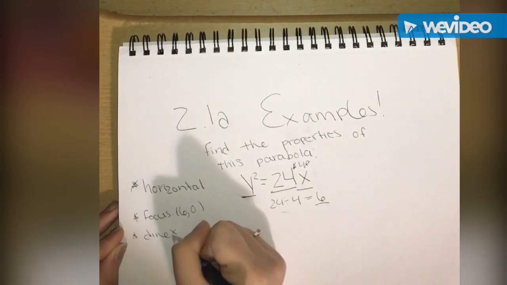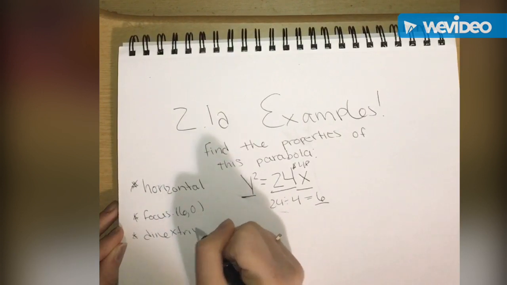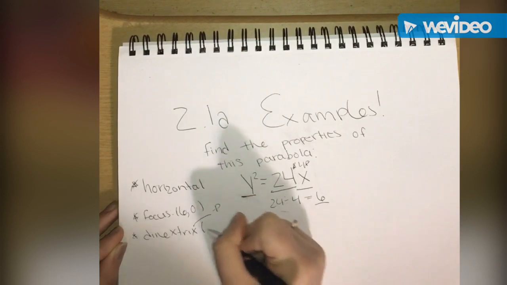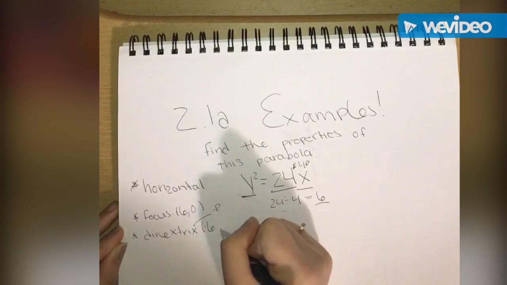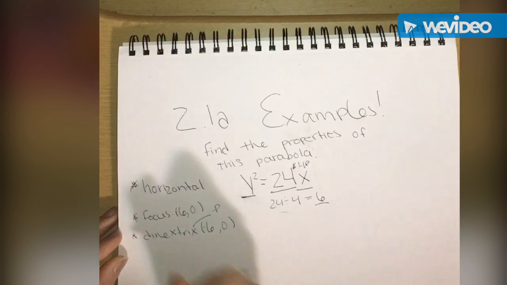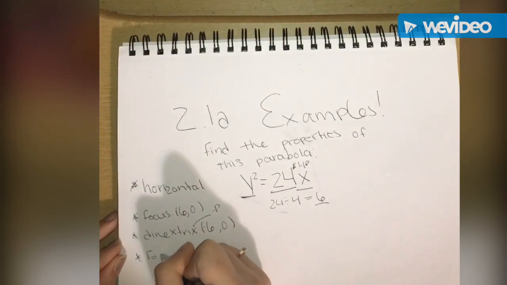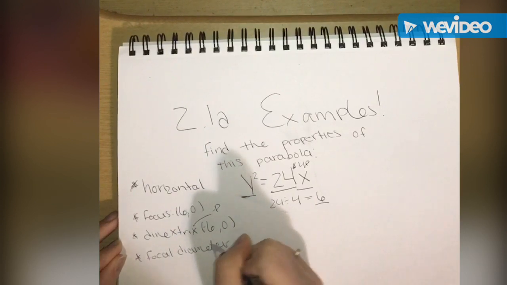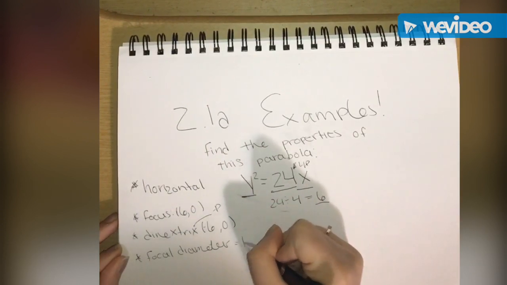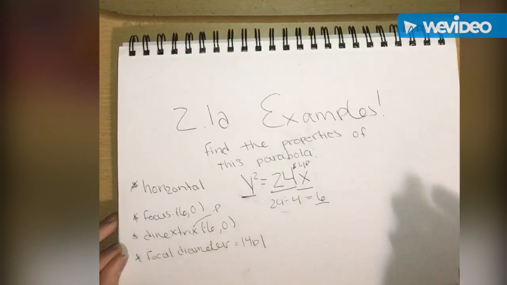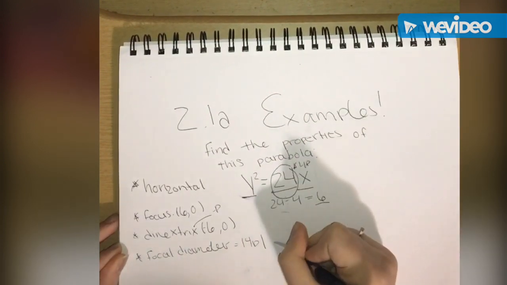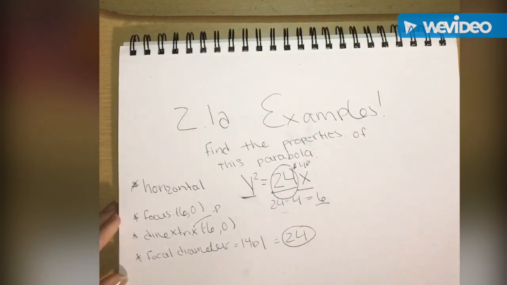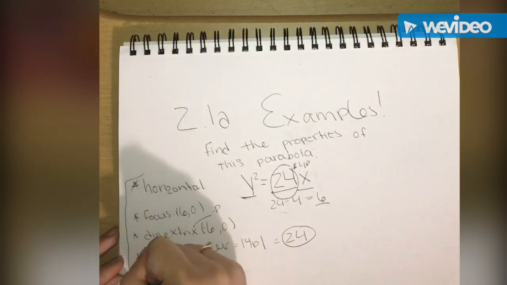And now we're going to do our directrix, which we know is negative P, so it's just the opposite of the focus. So negative 6, 0. And now we're going to move on to our focal diameter, which is still the absolute value of 4p. And we know that 24 is our 4p, so we know that our focal diameter is 24. And there you have it.